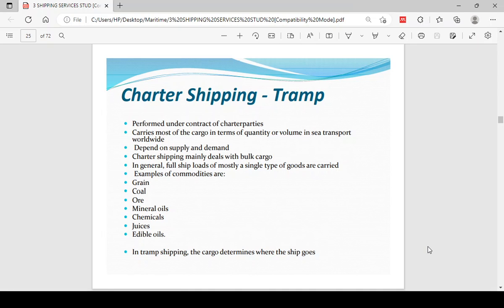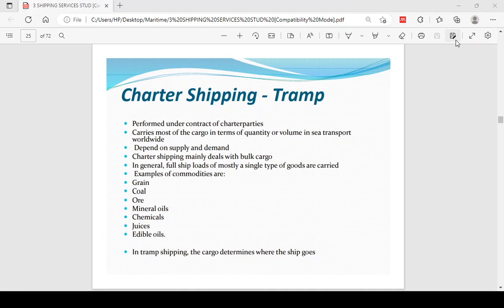Okay. So charter shipping deals mainly with bulk cargoes, and they deal with shiploads of usually one type of cargo. You don't have different types. If it is grain, it is grains. Sometimes it is what we call pack lots. That is, you have more than one consignee, but it is all grains anyhow. If it is coal, it is all coal, and so on. So in tramp shipping, we say that the cargo determines where the ship is going. So if the cargo is going somewhere, then the ship will go there.